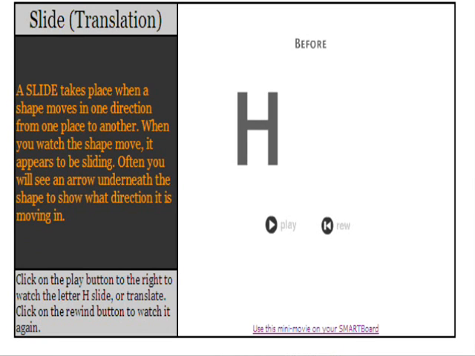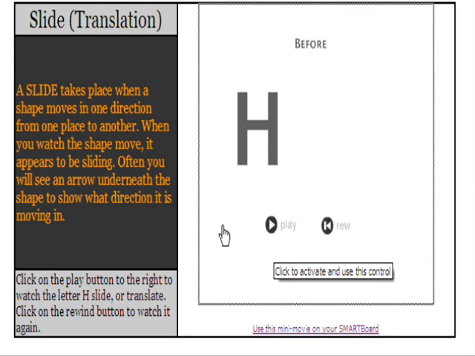A slide takes place when a shape moves in one direction from one place to another. When you watch the shape move, it appears to be sliding. Often you will see an arrow underneath the shape to show what direction it is moving.